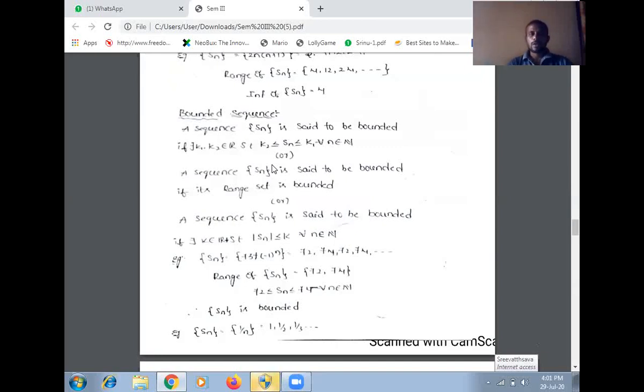So now we are defining the bounded sequence. A sequence Sn is said to be bounded if there exist k1, k2 belonging to R such that k2 is less than or equal to Sn, less than or equal to k1, for all small n belonging to N.